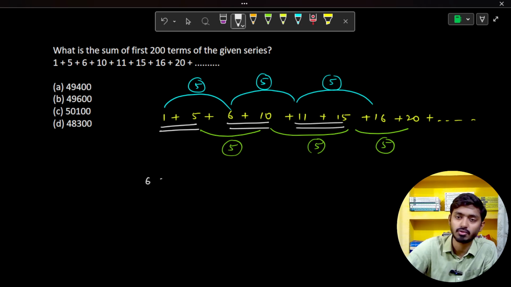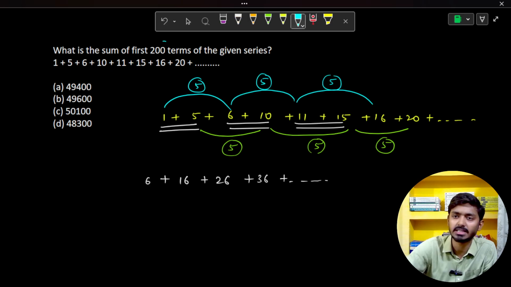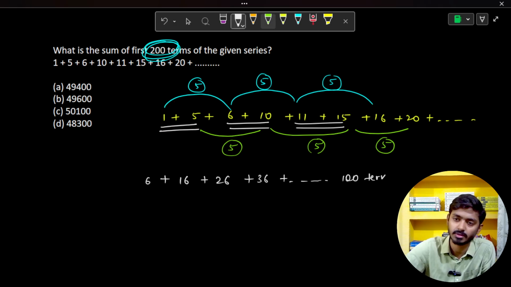It will come out to be 6, 16, 26, 36, all the way up to, well, we don't know where it will end, but we had 200 terms in total. We added and made a batch of 2. So now we'll be left with how many terms? 100 terms. Now we can solve them with great ease.